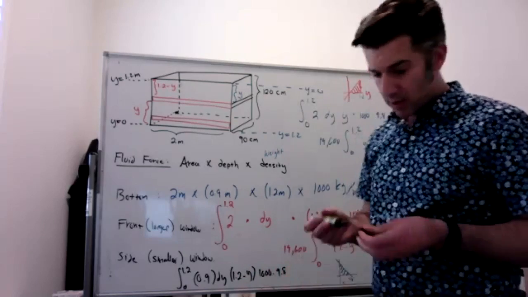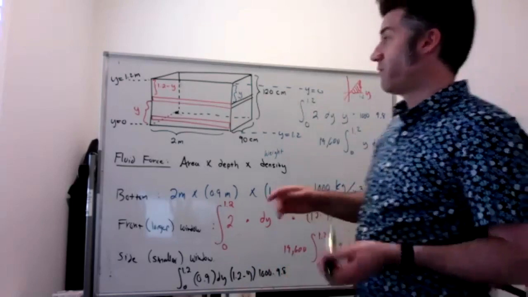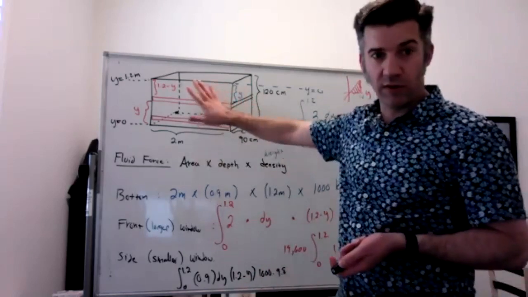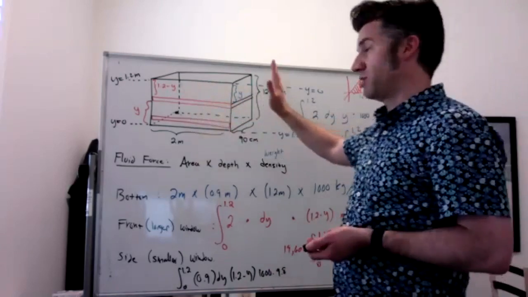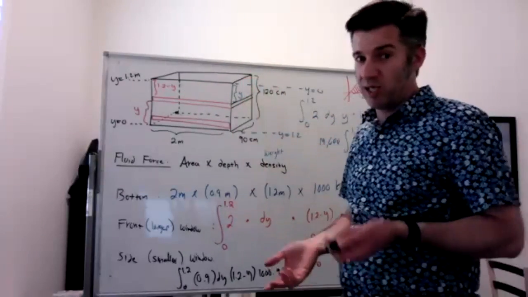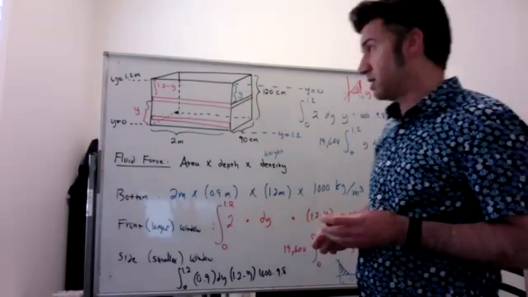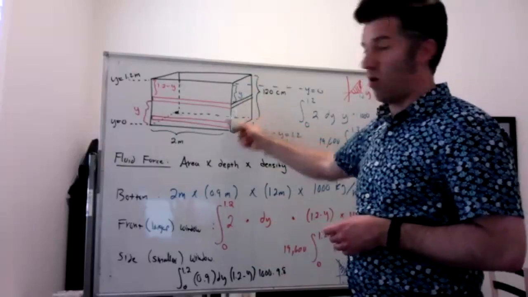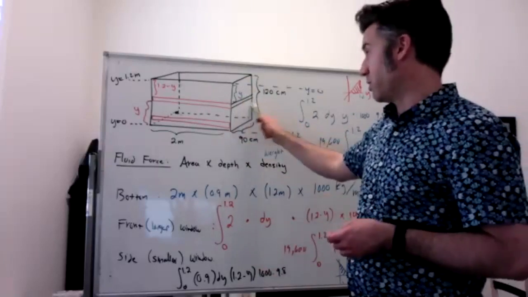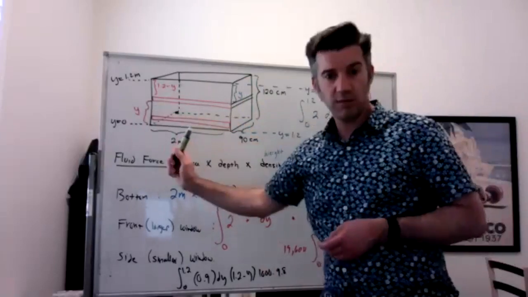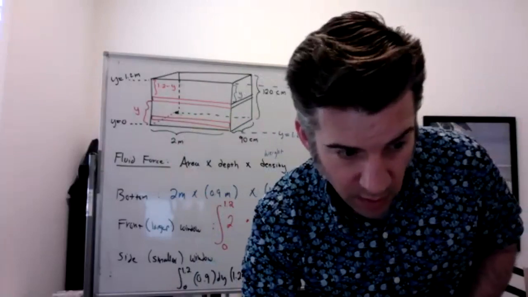Fun. But so the fluid force due to pressure on this front region and the fluid force due to pressure on the smaller side region are essentially the same integral, the only difference is how long it is. This one's 0.9 meters, this one's 2 meters. That's it, that's the only difference. Questions about that?